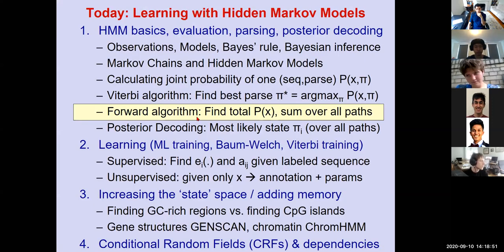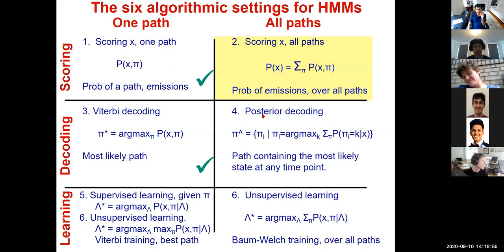So now, let's see how we can find the total probability P of X summing over all paths, okay? So now we're entering the right column. The right column is basically going to be looking over all possible paths. What does that even mean, all possible paths? Let me give an example.